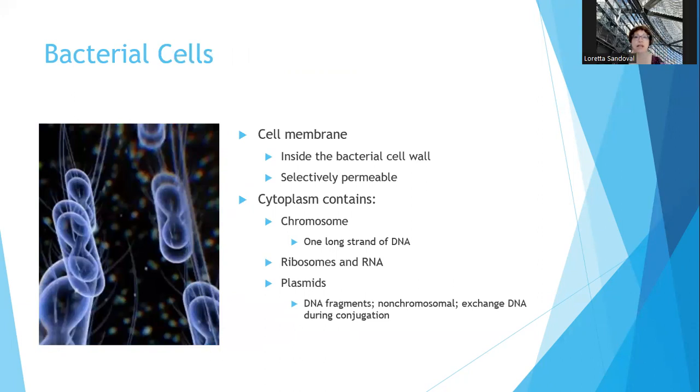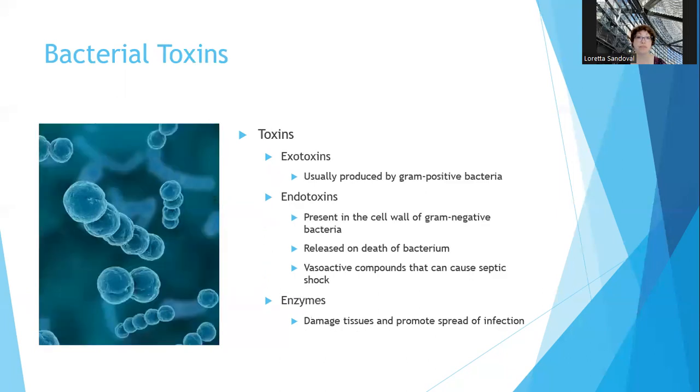So the cell membrane inside the bacterial cell wall is selectively permeable, just like our cell membranes. The cytoplasm contains one long strand of DNA, just one chromosome, instead of multiple ones like we have. It contains ribosomes and RNA and plasmids. And plasmids are the DNA fragments that are non-chromosomal, and those are what are exchanged during conjugation. And those are usually giving the bacteria some antibiotic resistance. So a plasmid is a little circle of DNA that can be transferred to another bacterium.